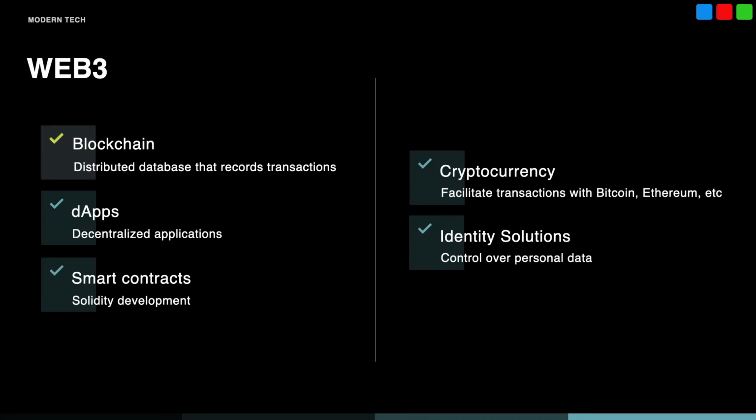So blockchain is a distributed database that's used to record transactions in a secure and transparent way. It can be used to create decentralized applications, or DApps, however you want to pronounce it. And these are applications that are more secure and transparent than regular traditional web applications. Smart contracts are self-executing contracts with the terms of an agreement between a buyer and seller, and they're written directly into lines of code. So they can be used to automate complex transactions and reduce the need for intermediaries.